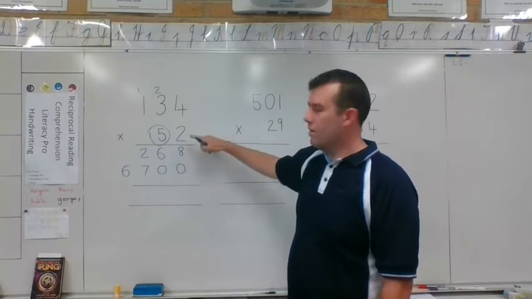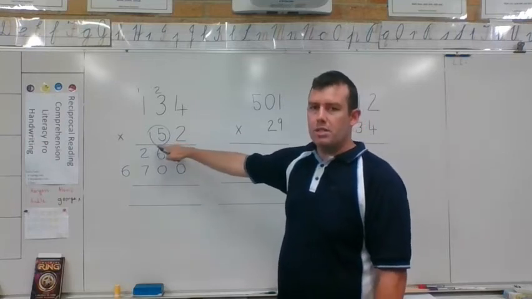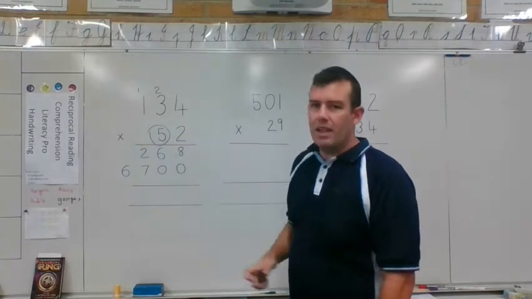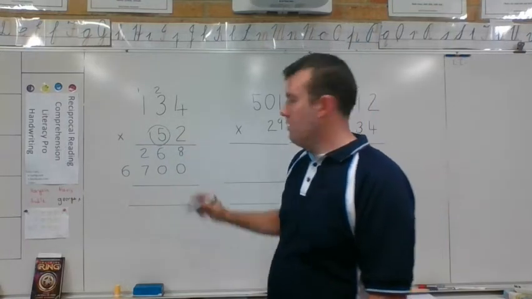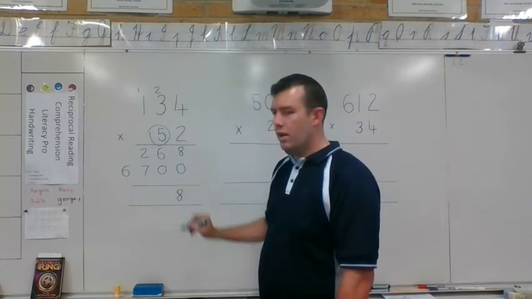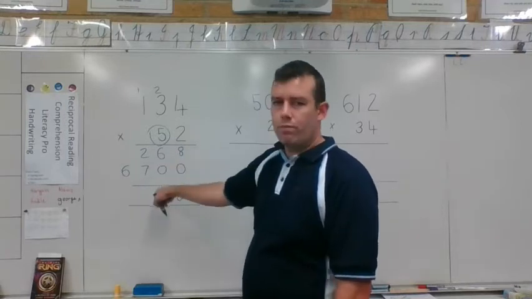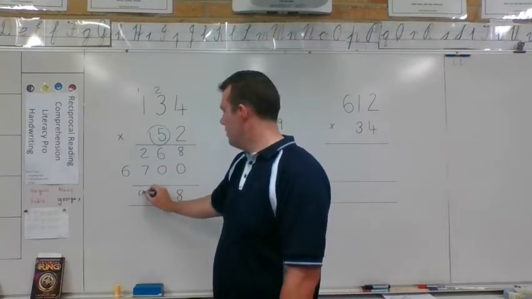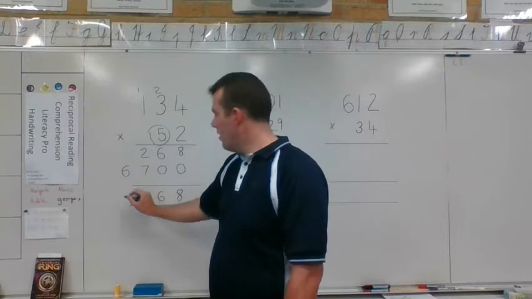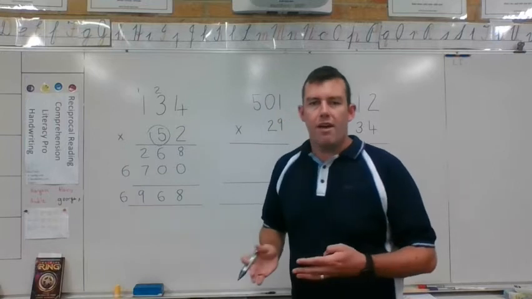We multiply by the ones column. Step number 2, we multiply by the tens column. Our last step is to add our answers together. 8 plus 0 equals 8. 6 and 0 is 6. 2 and 7 is 9. 6 and 0 is 6. So there we have extended multiplication.